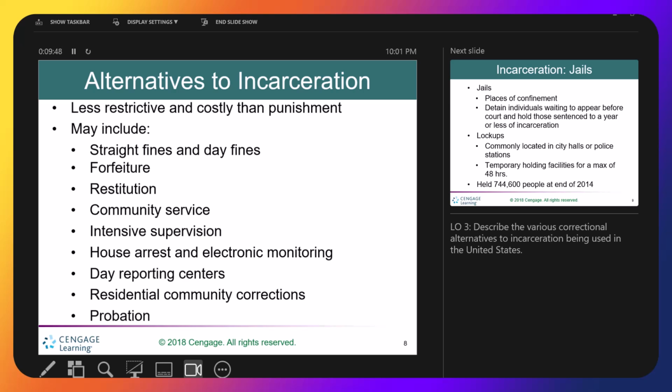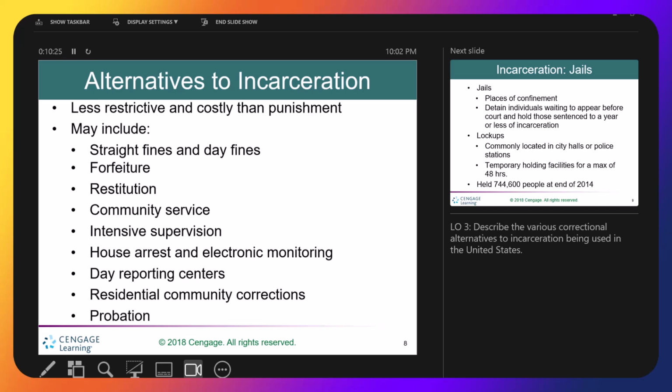So you look at things that might be less restrictive and less costly than actually locking somebody up, for instance, straight fines and day fines, penalizing them and making people have to pay. For some people that works. Forfeiture, for instance: say this is your second or third DWI, driving while impaired. Some states might say, on your third strike, you have to forfeit your vehicle.